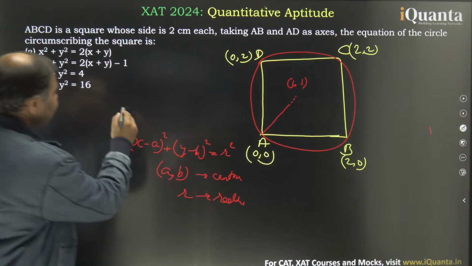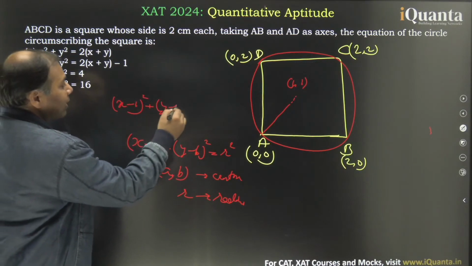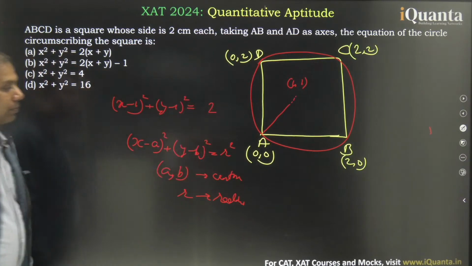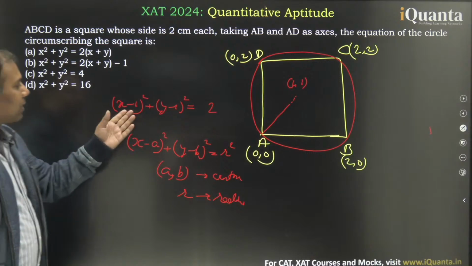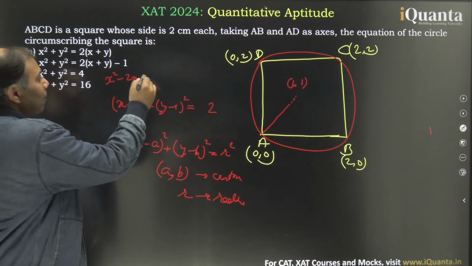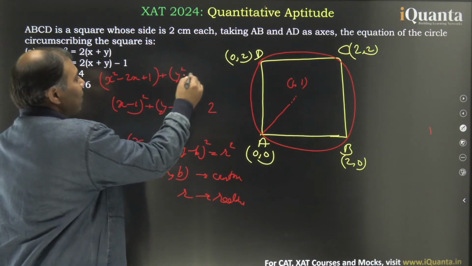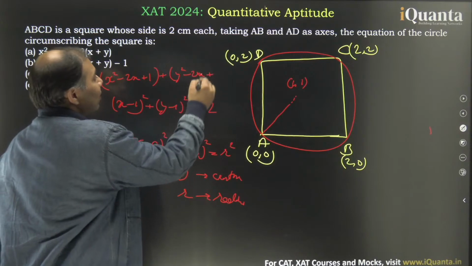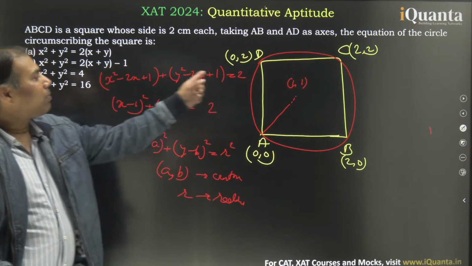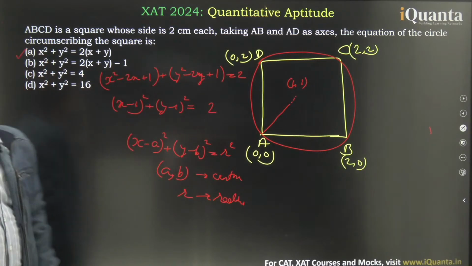So it is x minus 1 whole square plus y minus 1 whole square is equal to root 2 square, that is 2. Now it's simply x square minus 2x plus 1, and the other bracket is y square minus 2y plus 1, and that is equal to 2. This 2 will cancel with the plus 1 and plus 1, and I'm left with option A. So this is the right one.